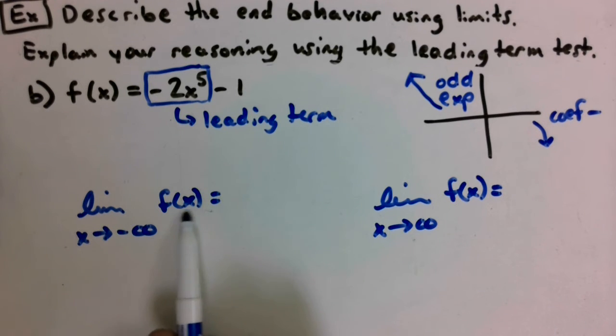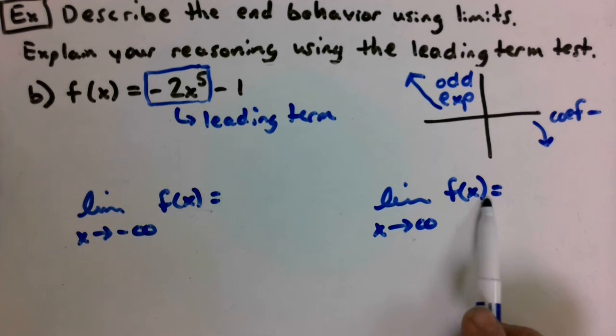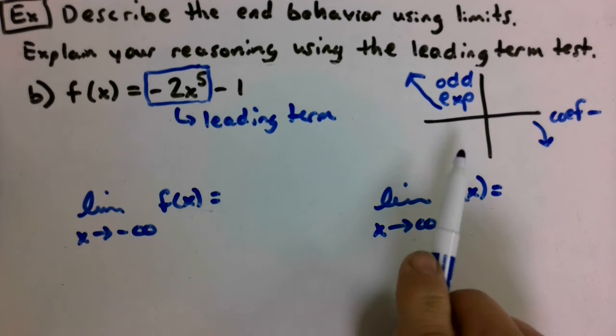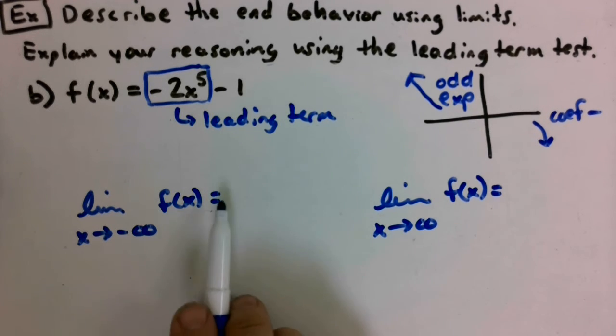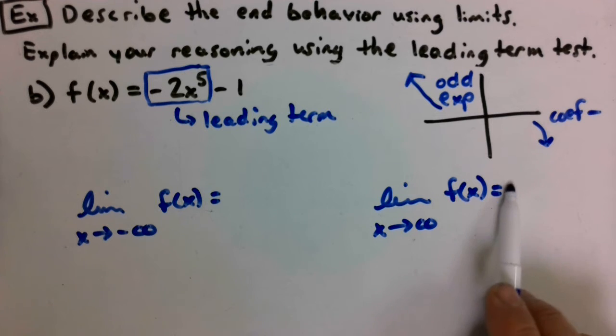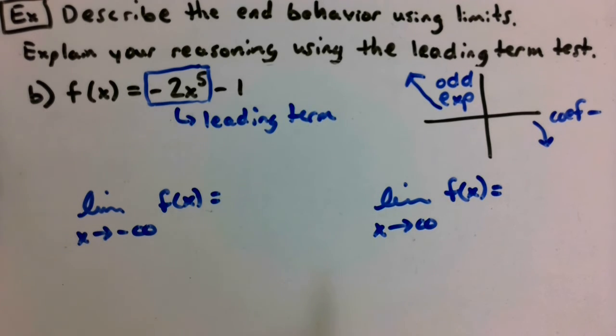And then you have to say what's happening with the height of our graph, what f of x is equal to. It's either going to be going upward or downward. So f of x, after this equal sign, is either going to be positive or negative infinity each time for these problems dealing with polynomials.